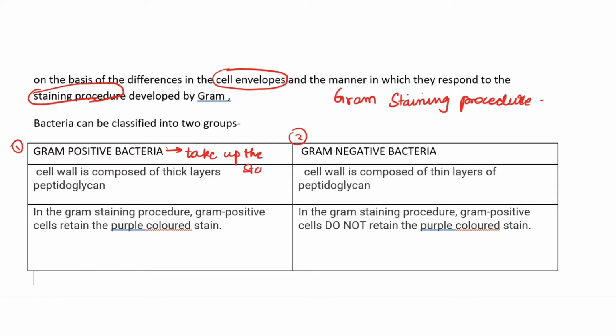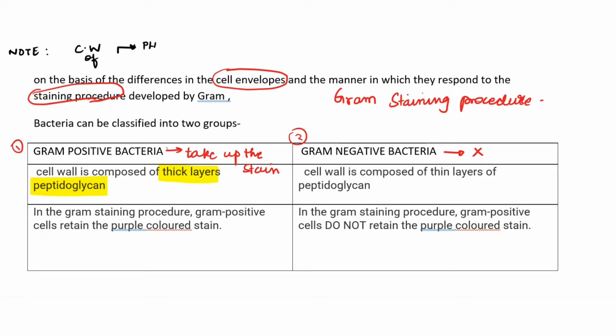Simple. Gram positive bacteria have a cell wall composed of thick layers of peptidoglycan. So this peptidoglycan is responsible for taking up the stain. And for gram negative bacteria, the cell wall has a thin layer of peptidoglycan. So you might be wondering, what is peptidoglycan?